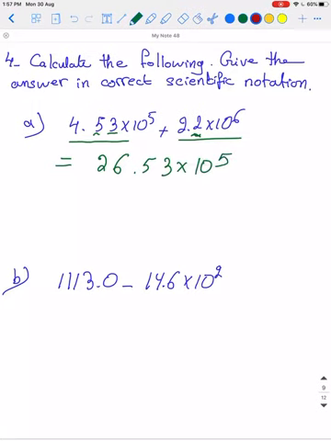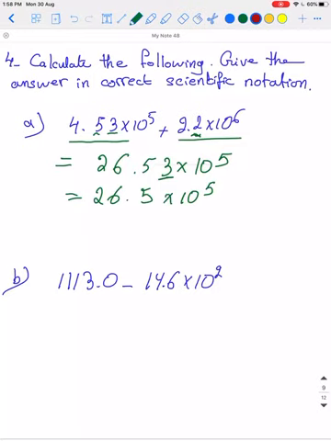If we use the calculator and add these two numbers, the answer is 226.53 times 10 to the power of 5. But I want the answer to have only, as we said, one number after the decimal. So 226.5, this 3 goes down, rounded to 0, times 10 to the power of 5. But still, I'm not done yet.